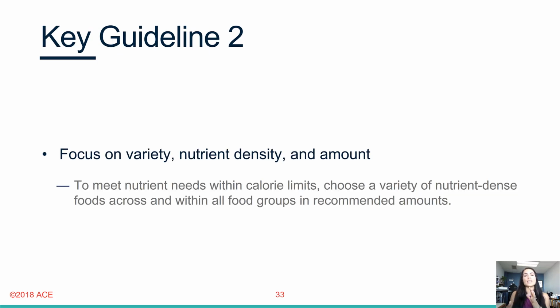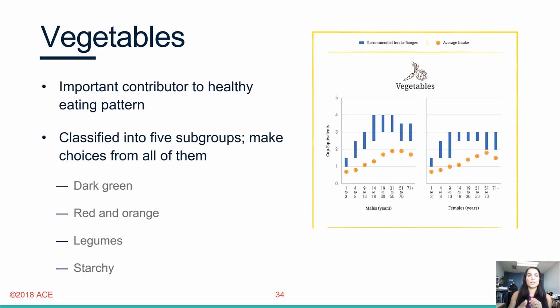So now let's move on to guideline 2 for those dietary guidelines. This guideline says we want to focus on variety, nutrient density, and amount. We do this to meet the nutrient needs within a caloric limit while also choosing a variety of nutrient dense foods across a large range of food groups, but in those recommended amounts. And so I'm going to go ahead and break down these different food groups so you can see the food groups that we're eating the most amount of and the food groups that we need to eat less of.